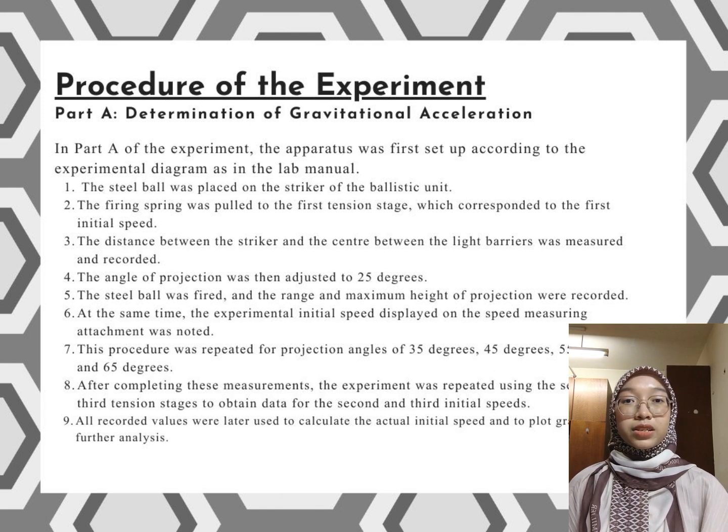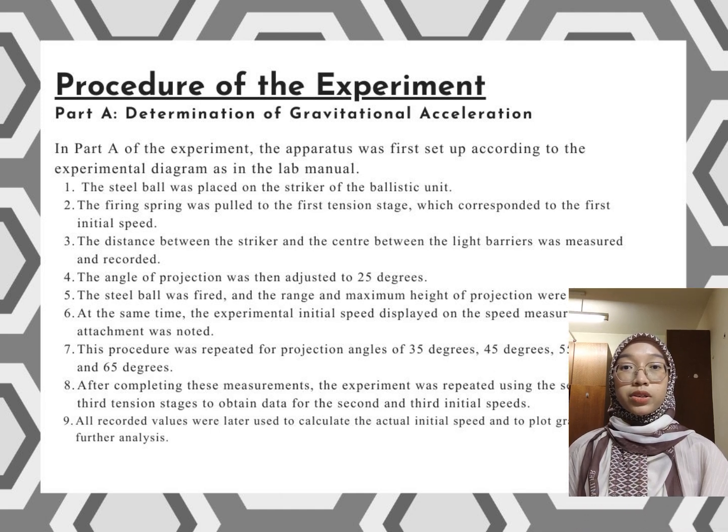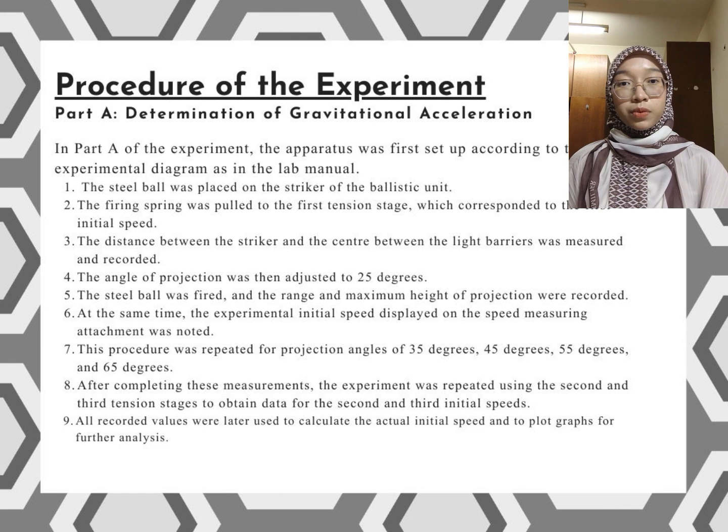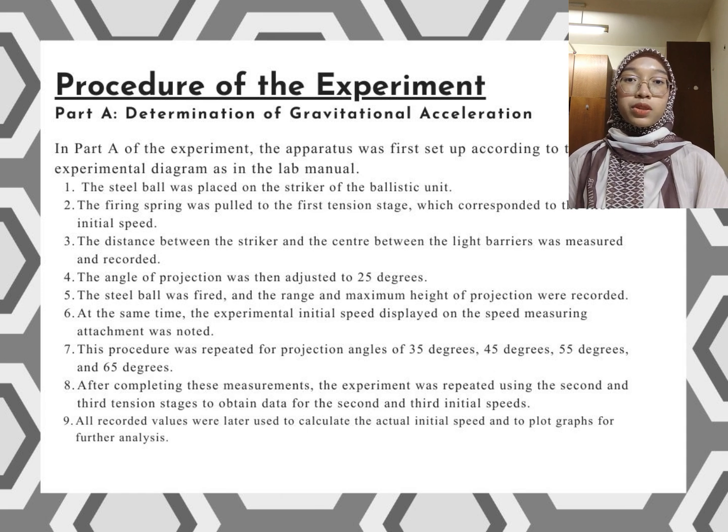The angle was then adjusted to 25 degrees. The steel ball was fired, then the range and maximum height of the projection were recorded. At the same time, the experimental initial speed displayed on the speed measuring attachment was noted. This procedure was repeated for projection angles of 35 degrees, 45 degrees, 55 degrees, and 65 degrees.